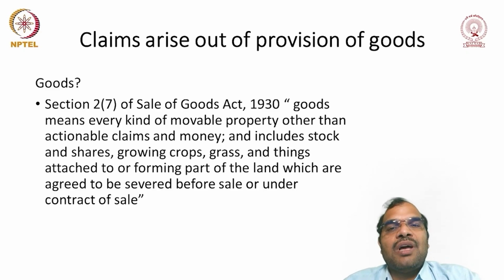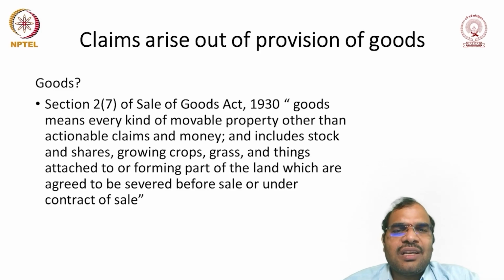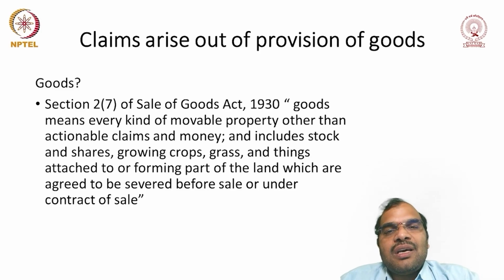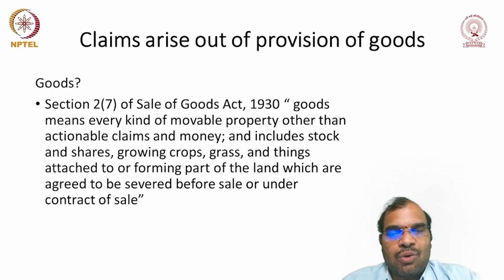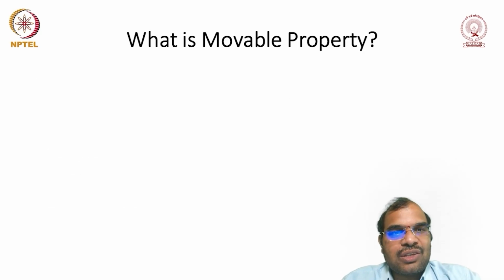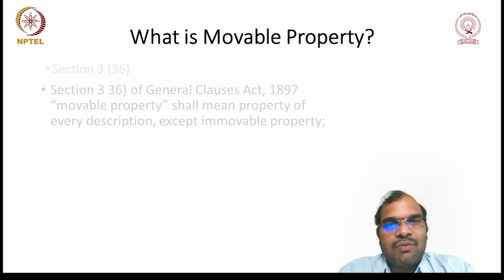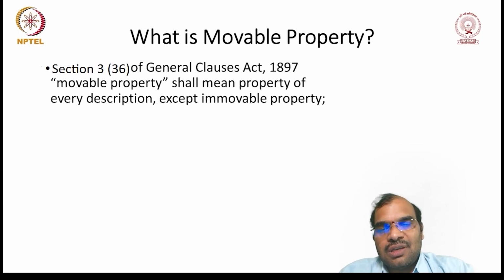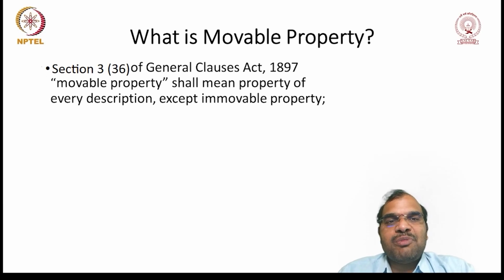Let us take the example of iron ore. It is there on the land actually, so it is immovable, but you are extracting the iron ore and selling it. When you agree to sell the iron ore and extract it, it is called goods. That is the definition of goods. Then what is movable property? Because if you observe the definition, goods includes all kinds of movable property.